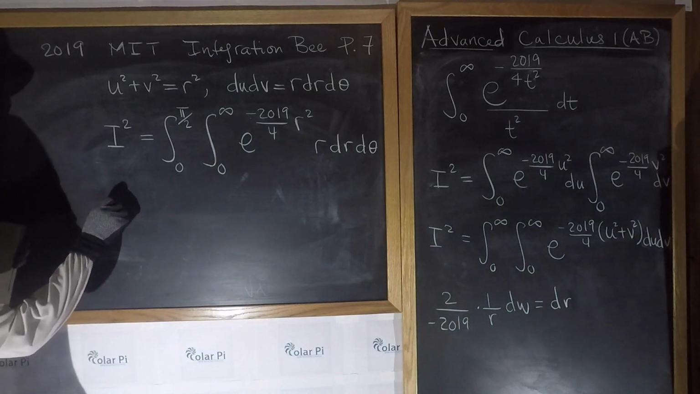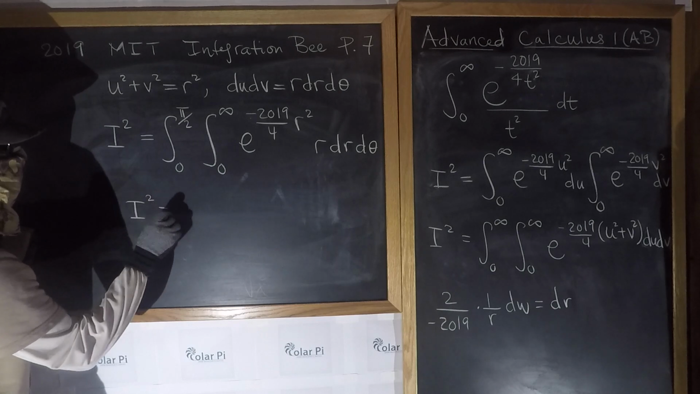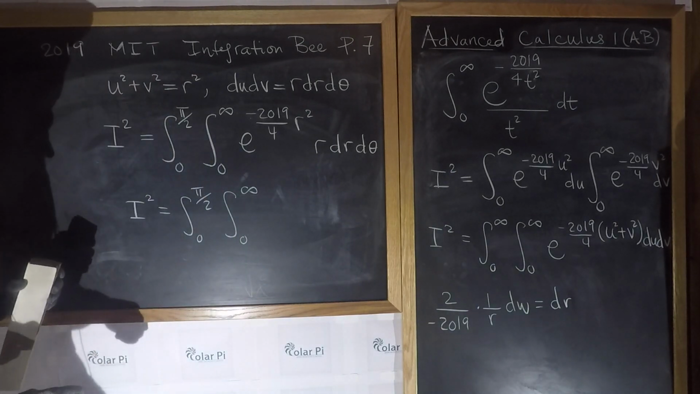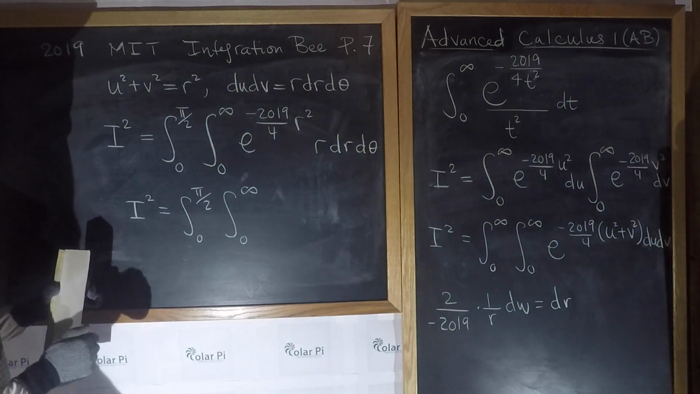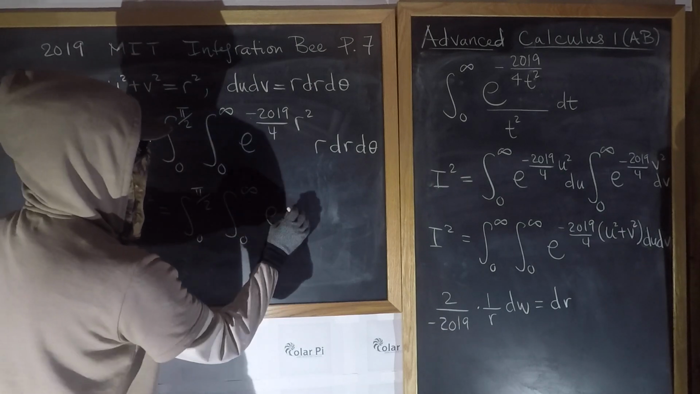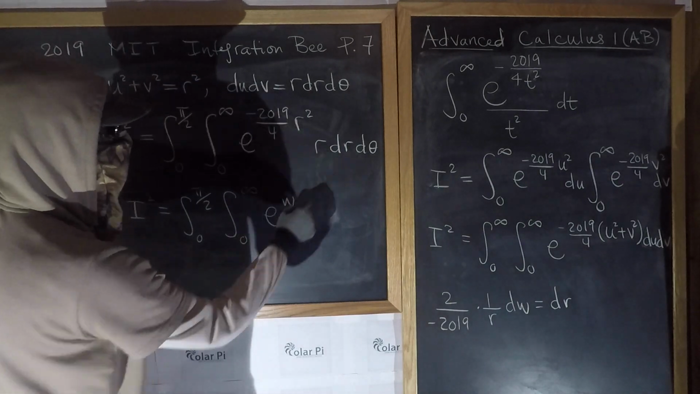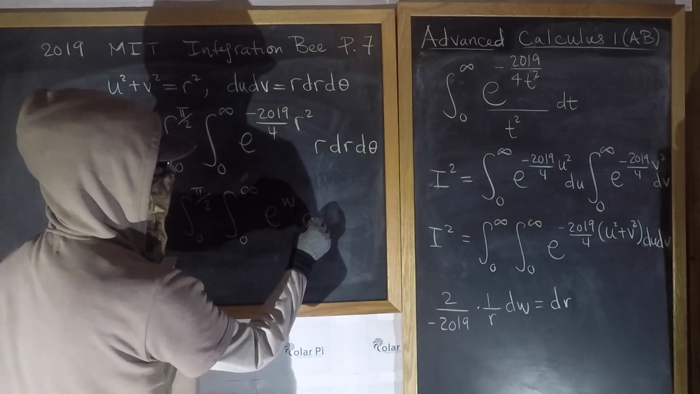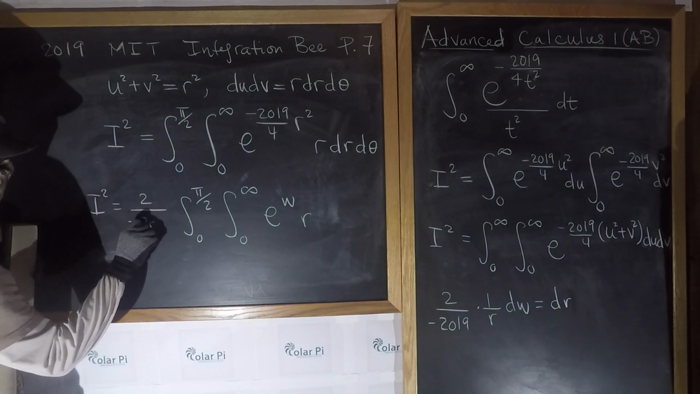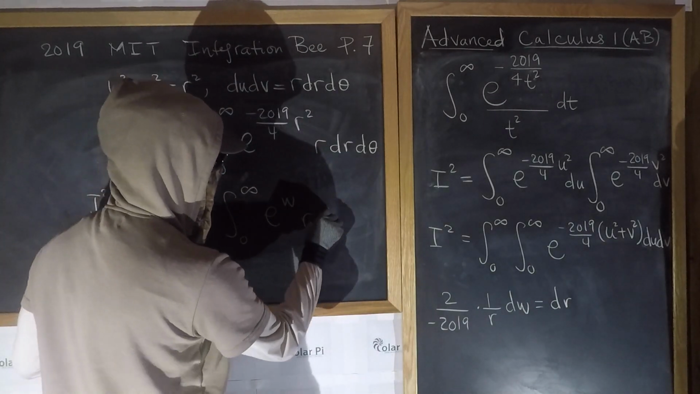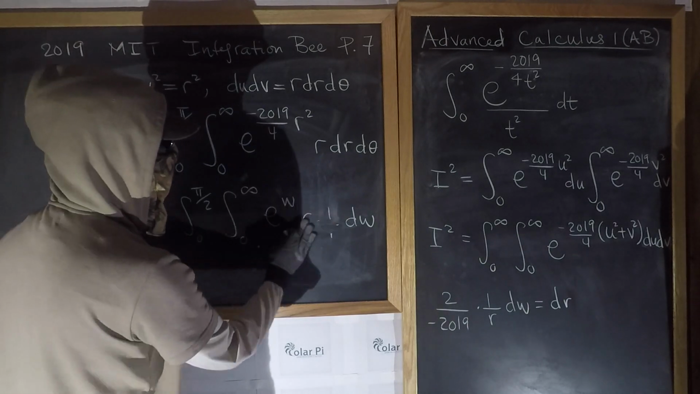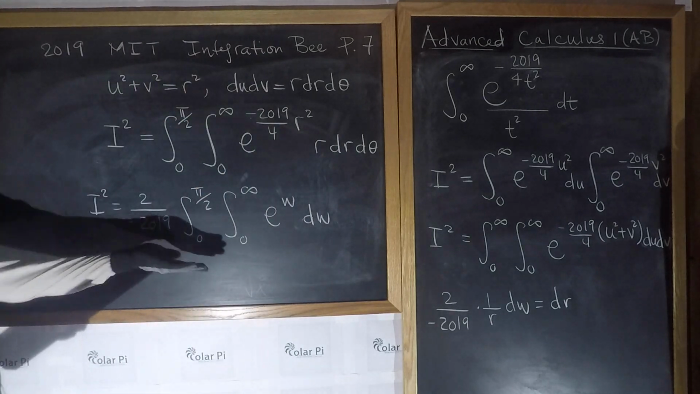So I squared is then equal to the integral from 0 to pi over 2, and then 0 to infinity. Well, actually we're ready to do the integration. Well, no, we still need to do the substitution. Remember, w was this exponent of e, so e to the w. The r is unaffected, but the dr is right here, so that's 2 over negative 2019, times 1 over r, times dw. Then r times 1 over r is gone, and the rest of what we'd have is this.